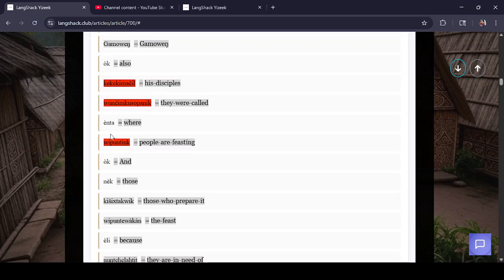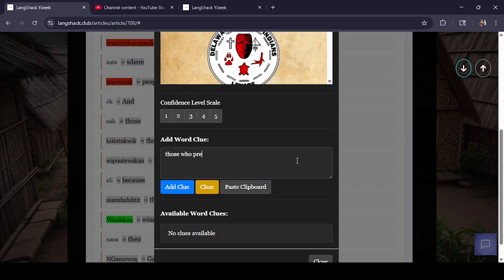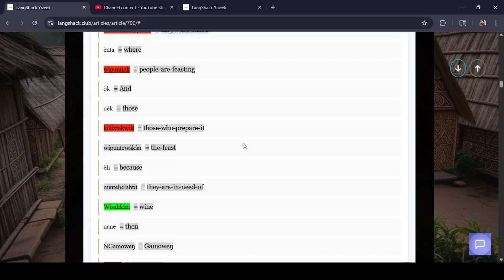Those who prepare it. Cooks. Prepare. The people who prepare it, like cooking is a different verb. Those who prepare it, because kishita is to make something ready. Wepunda wakan is a feast.